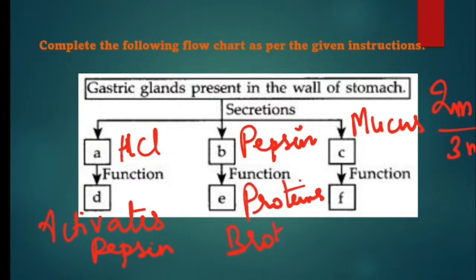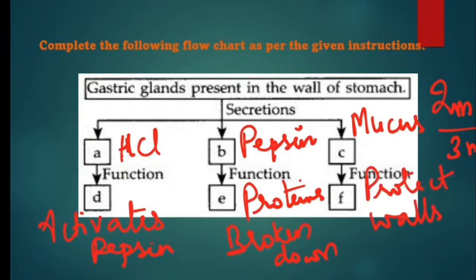Proteins are broken down into peptones or amino acids, simple amino acids. Now, what is the function of mucus? Mucus function is to protect the walls of the stomach from HCl. Why? Because HCl is an acid and it can corrode the walls of the stomach. So the mucous membrane is present throughout our alimentary canal so that it is not corroded by the action of HCl.